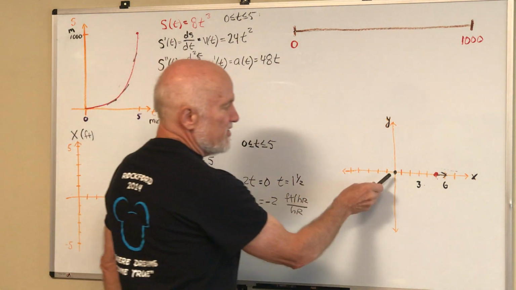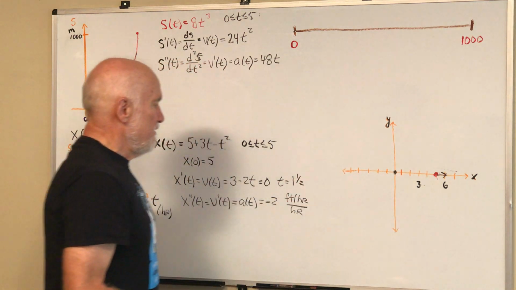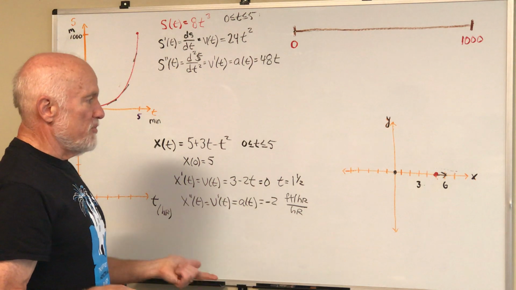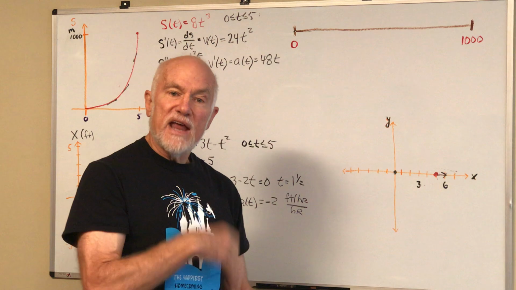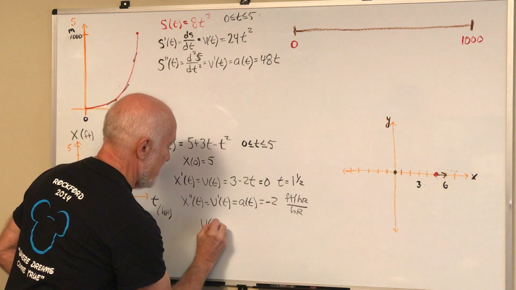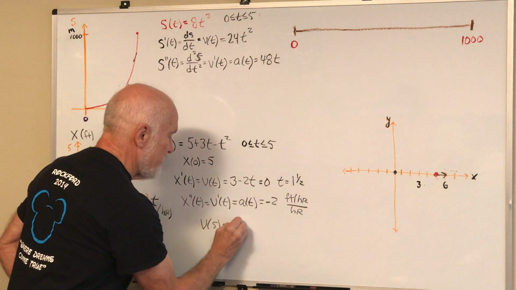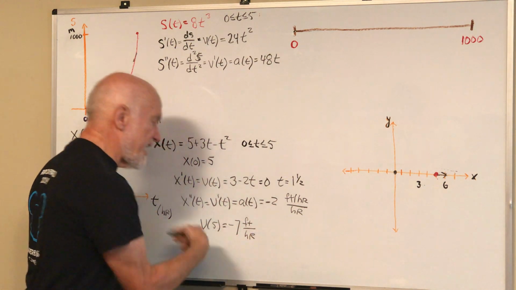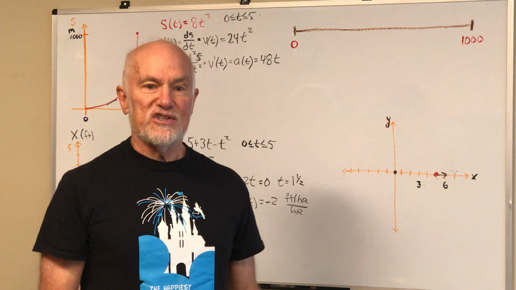And that's what happens. It starts out going at 3 feet per hour. After 1 hour, it's only going at 1 foot per hour. At 1.5 hours, it's going 0, and then it starts to become more and more negative. What would V of 5 be? V of 5 would be 3 minus 10, or negative 7 feet per hour. So that slow turtle is going 7 feet per hour, but in a negative direction.